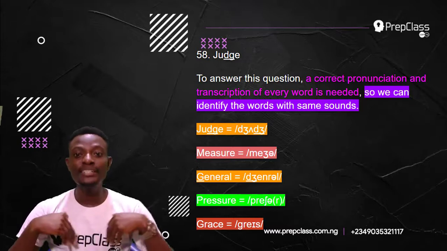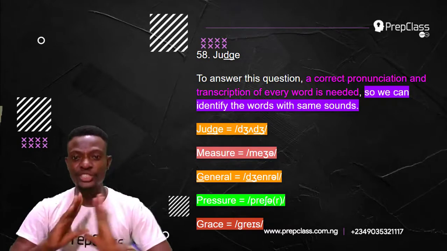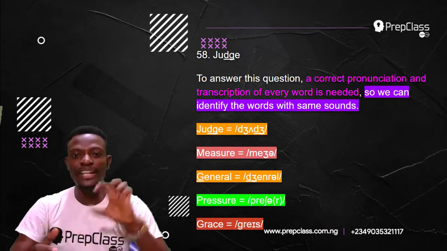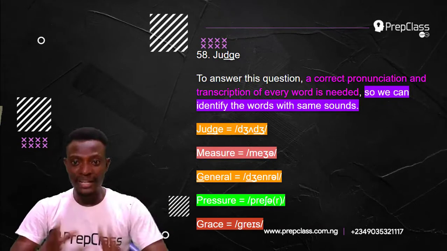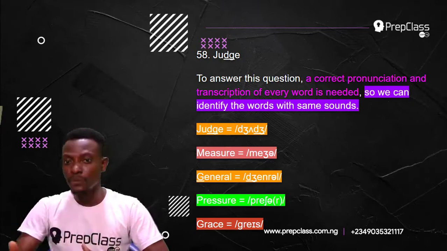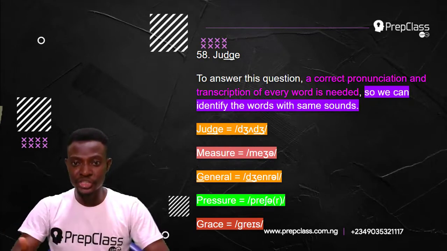The second option is measure. Now, measure is transcribed on the screen. Looking at what we have, where we have DG in the word judge, which is j, that sound is not found in measure. What we have in measure is sh and not j.